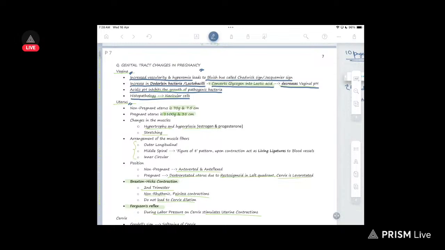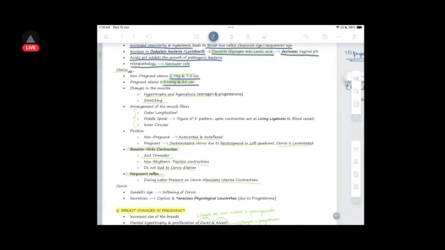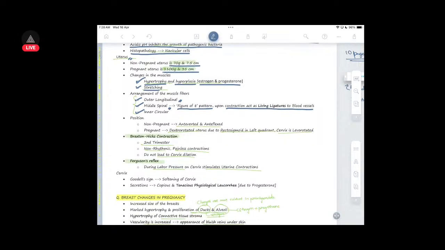Uterus: in a non-pregnant woman it is 70 grams and 7.5 centimeters. Pregnant uterus is 1100 grams and 35 centimeters. Changes: you have hypertrophy and stretching. Hypertrophy and hyperplasia are due to estrogen and progesterone, and stretching. Arrangement of muscle fibers: you have outer longitudinal, middle spiral and inner circular. Outer longitudinal, middle spiral in a figure of 8 pattern, whose contraction acts as a living ligature, and inner circular.